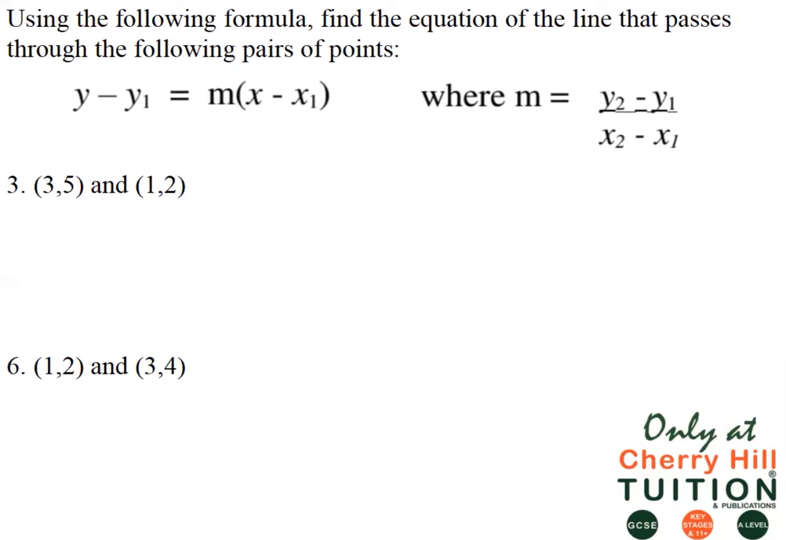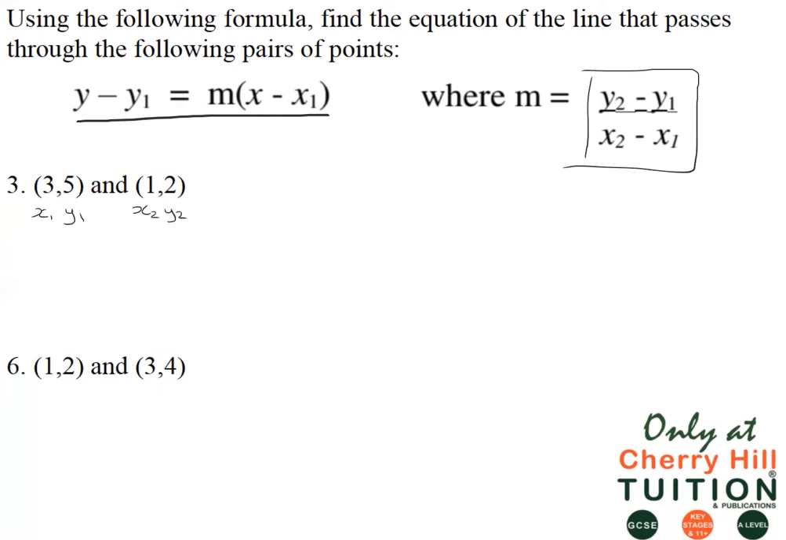Okay, so question 3, we have 3, 5, and 1, 2. So we've been given coordinates, but we don't know what the gradient is. In order to substitute into this and find the equation, we need to work out the gradient. We can do this by using this formula here. So let's label our points. This can be x1, y1, x2, and y2.